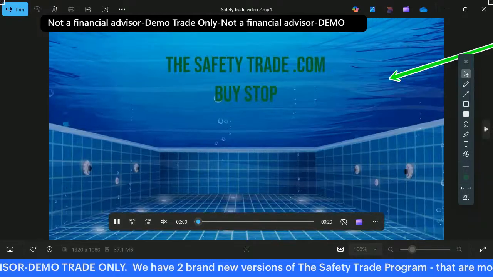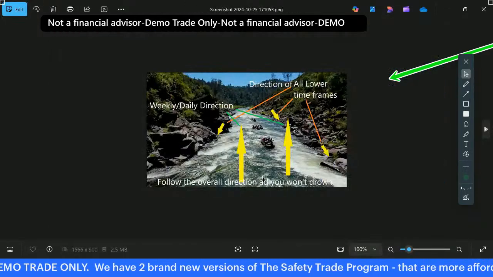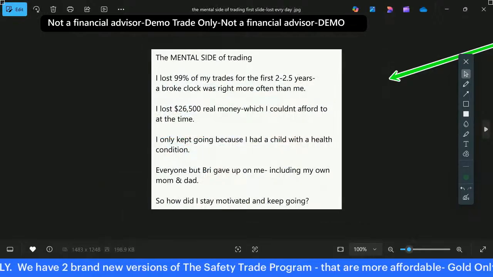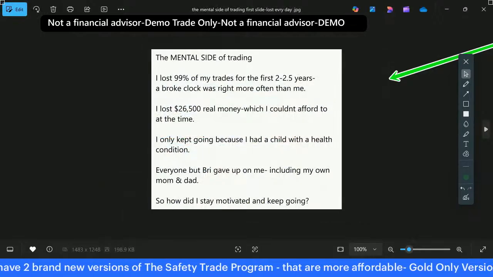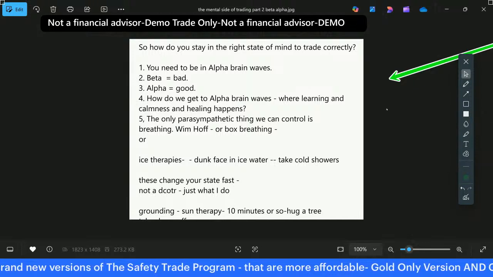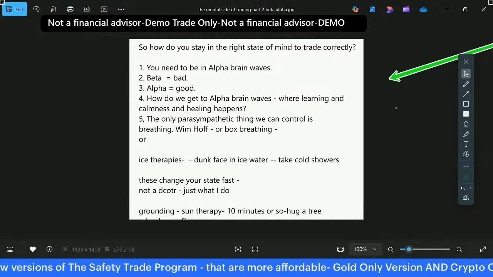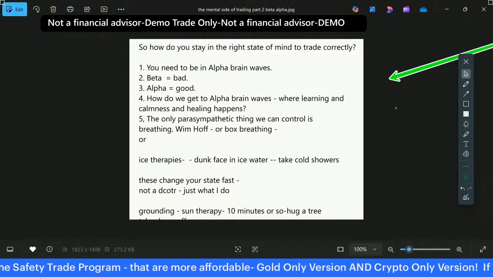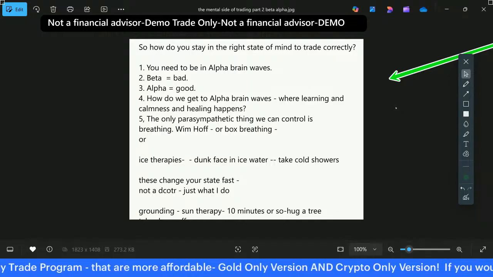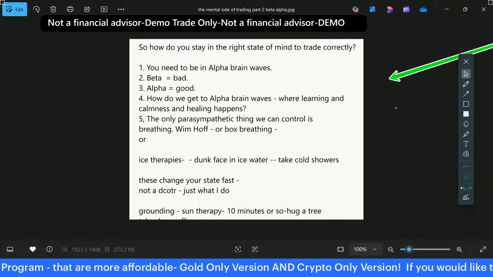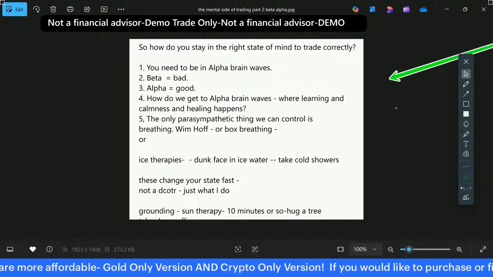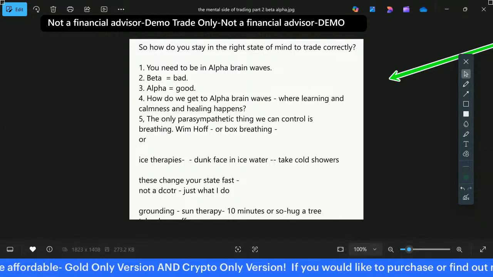Let me... there. That's just me with my story. There you go. So how do you get in the right state of mind for trading? You need to be in alpha brainwaves. Beta are the bad brainwaves. That's the scared trading. That's when you leave your trades too early. Here, let me pull this up for you.